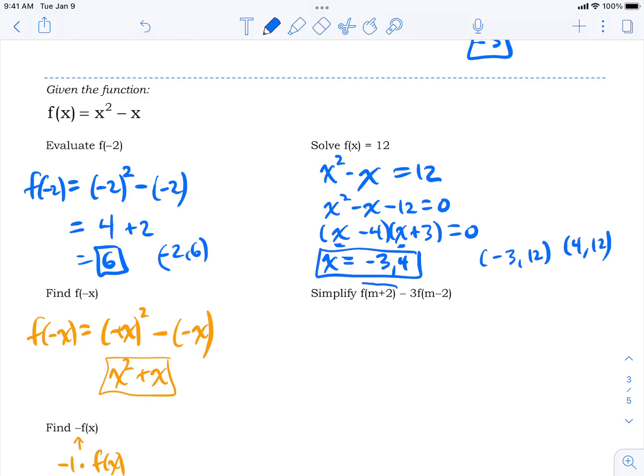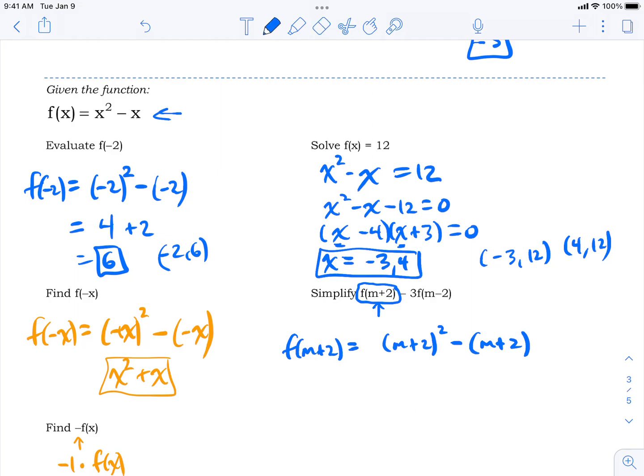First of all, what does this mean? F of m plus 2 is how you would say that, right? Which means I'm plugging in m plus 2 into my function. Again, that's how my function is defined. So I take the input, which is m plus 2, and I square it, and then I minus my input. And of course, whenever you plug into anything, you use parentheses.